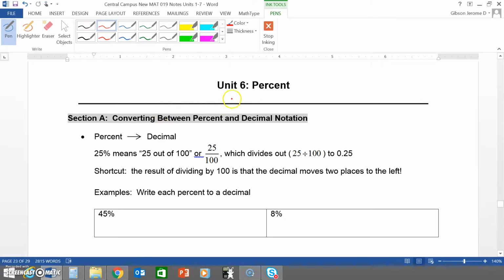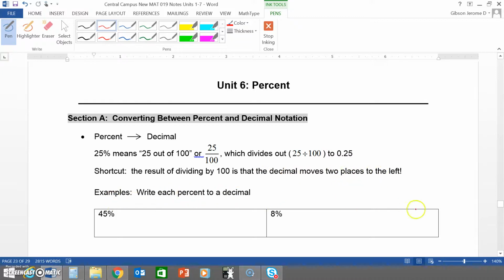Okay, class, we're about to start Unit 6, percent. We have Section A, converting between percent and decimal notation. And we have the percent to decimal. 25% means 25 out of 100, or 25 over 100, which divides out, 25 divided by 100, to 0.25. Shortcut: the result of dividing by 100 is that the decimal moves 2 places to the left.